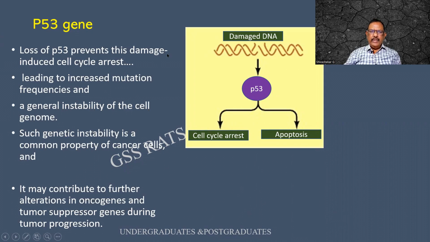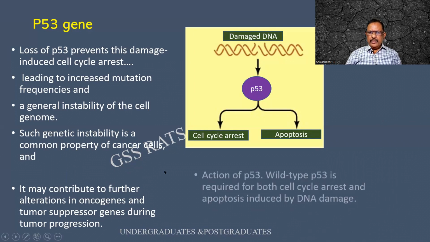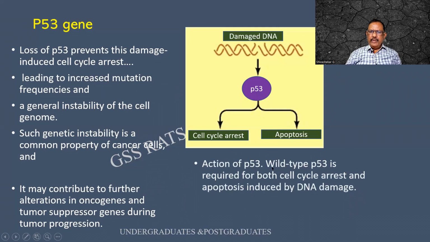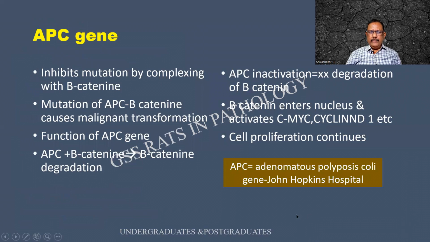So loss of the P53 will lead to an induced cell cycle, as a result of which there is increased mutation and increased instability, and genetic instability is a common property of all tumor cells. It can contribute to further alterations in the oncogenes. The action of wild type P53 is that it is required for both cell cycle arrest and apoptosis. But when this is defective, the cell cycle and the uncontrolled proliferation continue.